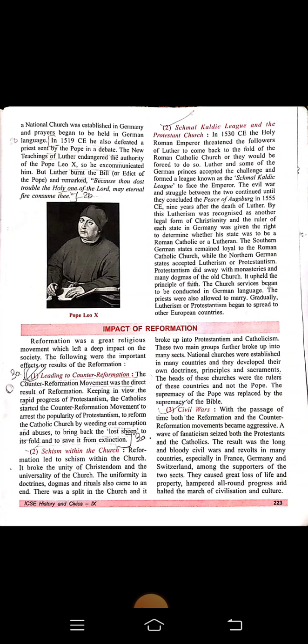Next, what kind of impact are we finding? Okay, there's one more point left out: the Schmalkaldic League and the Protestant Church. In 1530 CE, the Holy Roman Emperor threatened the followers of Luther to come back to the fold of the Roman Catholic Church, or they would be forced to do so. So Luther and some of his German princes accepted the challenge and formed a league known as the Schmalkaldic League to face the emperor.